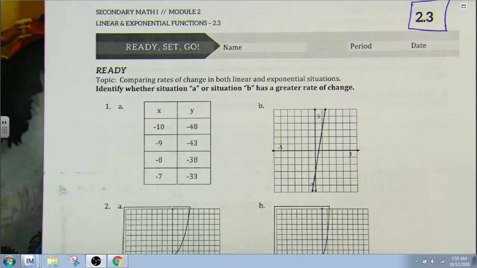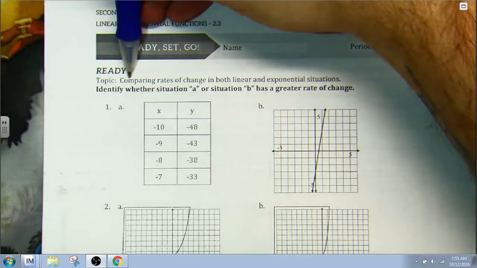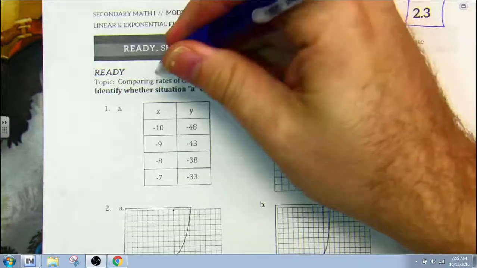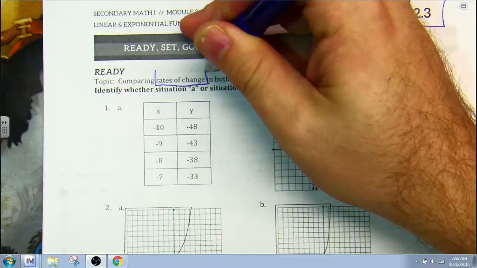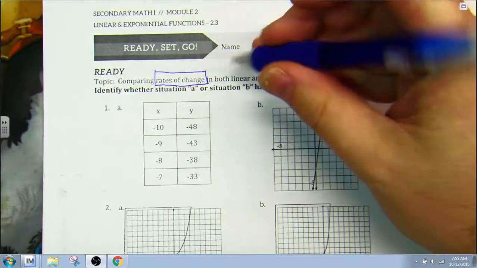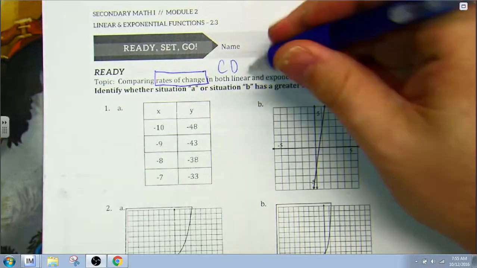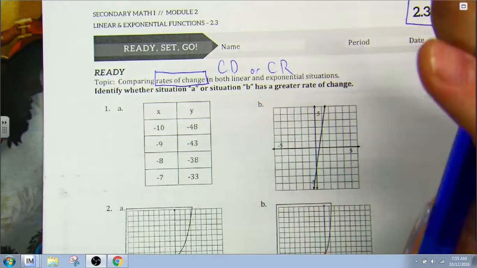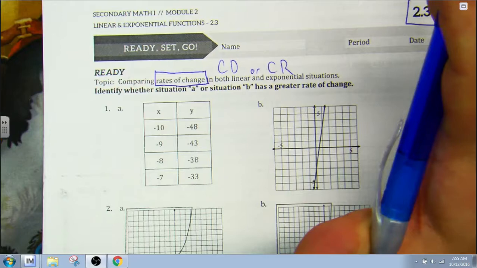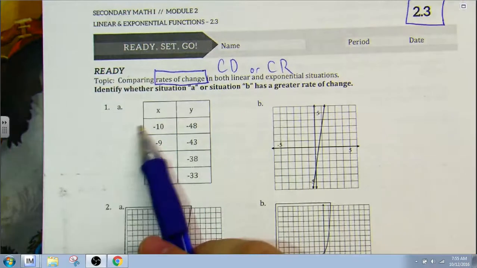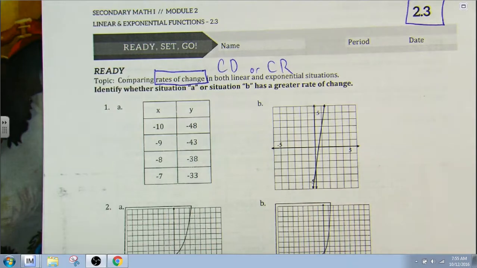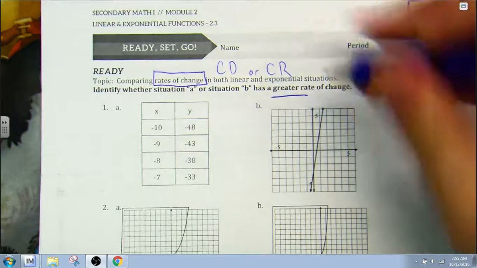When we're looking at this one, the first thing is comparing rates of change in linear and exponentials. When we're looking at rate of change, we're talking about ideas similar to our common difference or our common ratio. And we're looking to see what rate is going to be higher. So when we look at 1 here, it wants us to identify whether A or B has a greater rate of change.